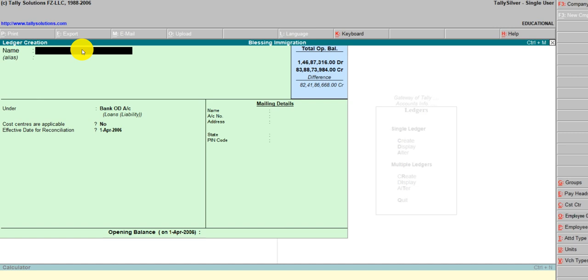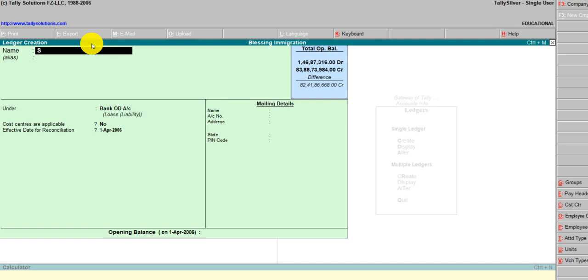But unsecured loans are not so. They are taken from the directors or partners and outside parties, which is unsecured, where there are no terms and conditions, and whenever they want to take money, they'll threaten you and take money. So that is what an unsecured loan is. This is what we are going to enter here in secured loan and unsecured loan.